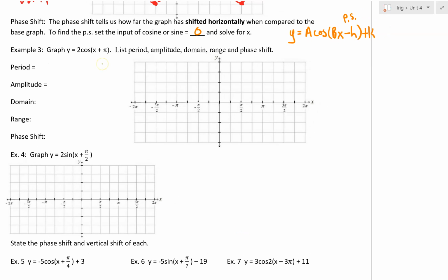So if I look at this one, it said, take this thing, set the input. Well, the input is this right here. That's what you're putting in. So x plus pi is equal to 0, and so x is going to equal negative pi. What it's telling you, this is your phase shift. And it's telling you that you are going to shift this graph negative pi.